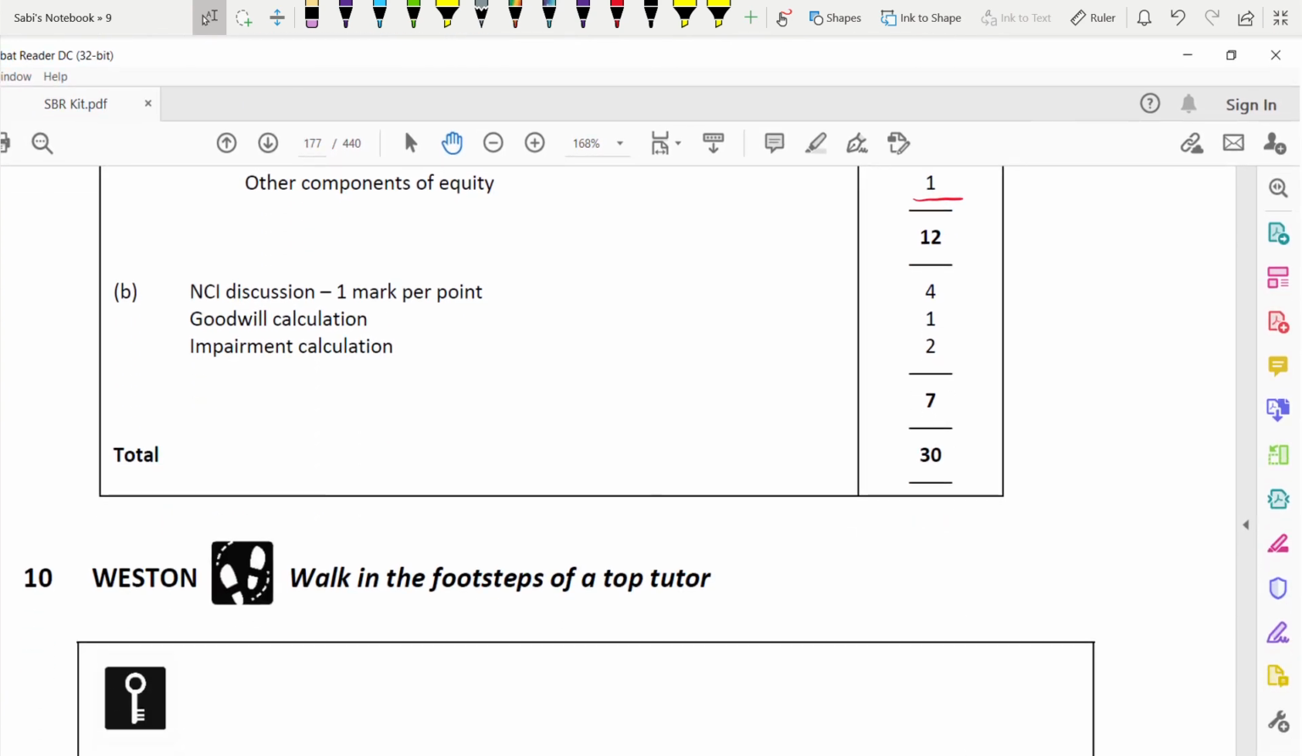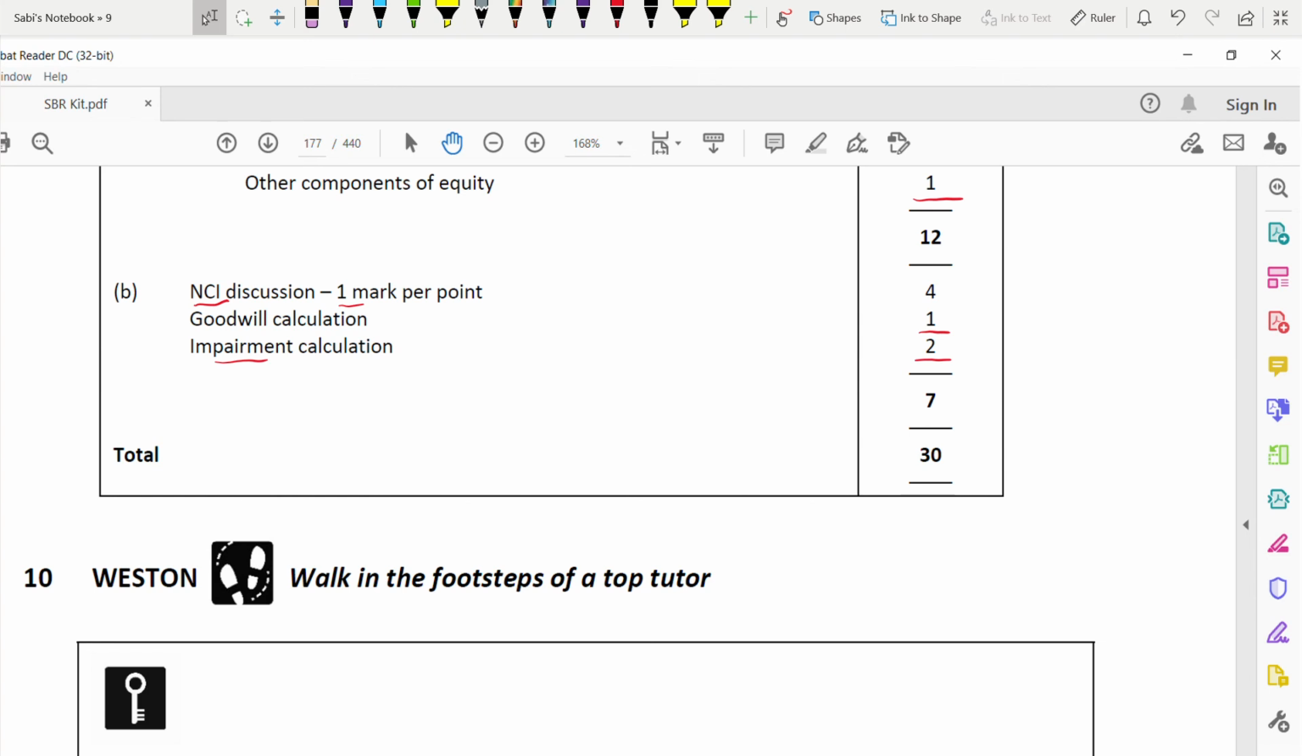Coming to part B. Part B is for 7 marks. 4 marks is for discussion only, NCI discussion. It's 1 mark per point, that means 4 points you need to write. When you are writing 4 points, you can write them in 4 separate paragraphs. Okay. 1 mark is just for the goodwill calculation, because again you have to calculate goodwill to show that it increased from 80 to 100. Then impairment also you have to calculate, which is 2 marks. Definitely impairment will be more work because you have to first calculate impairment, then you have to allocate also. So that's why 2 marks, and the total is 7 marks.